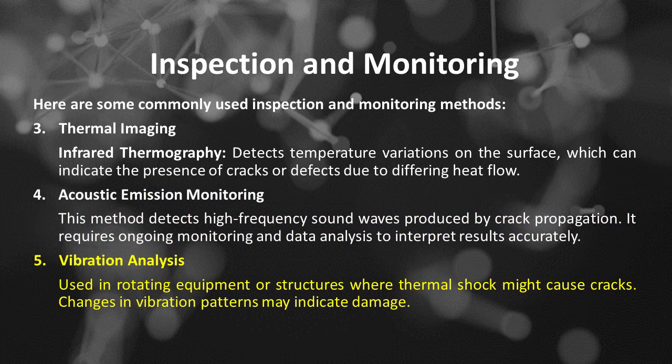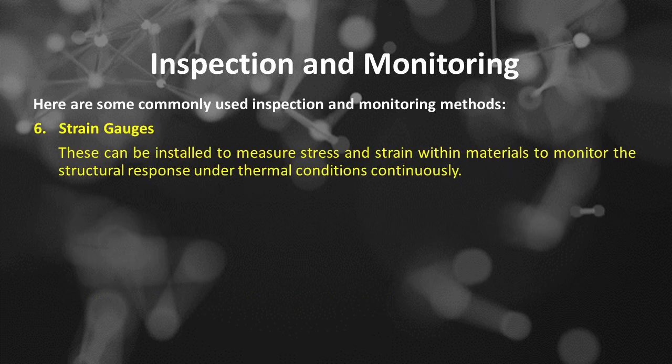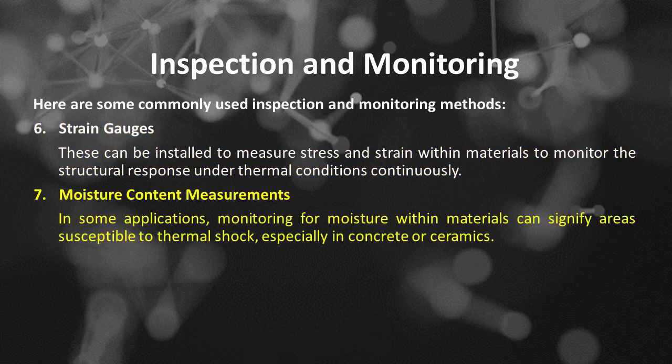Number 5 is vibration analysis, used in rotating equipment or structures where thermal shock might cause cracks. Changes in vibration patterns may indicate damage. Number 6 is strain gauges, these can be installed to measure stress and strain within materials to monitor the structural response under thermal conditions continuously. Number 7 is moisture content measurements, in some applications, monitoring for moisture within materials can signify areas susceptible to thermal shock, especially in concrete or ceramics.